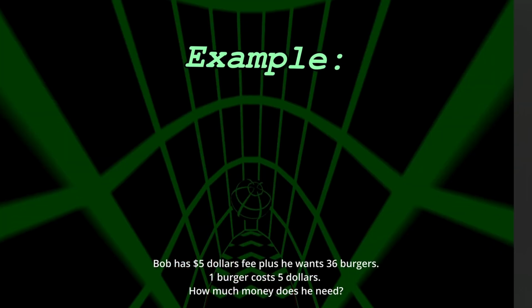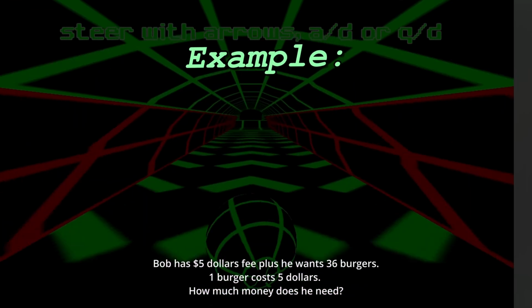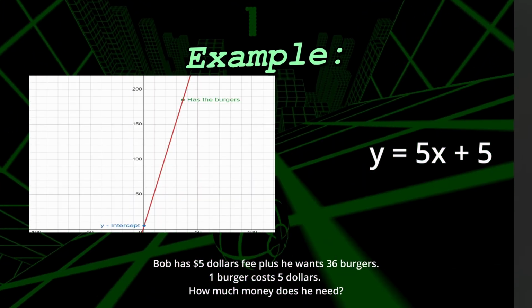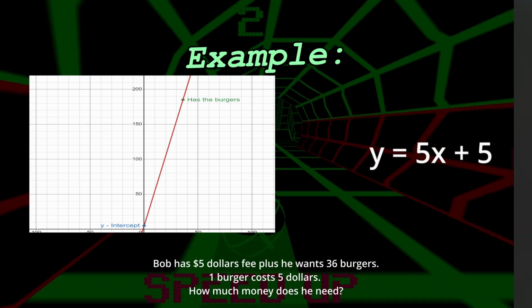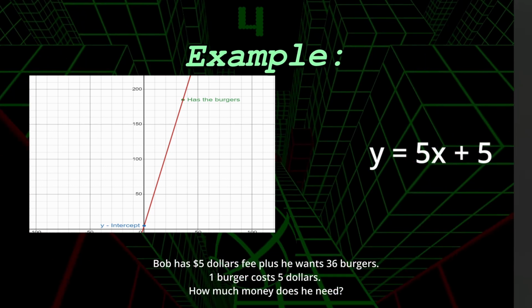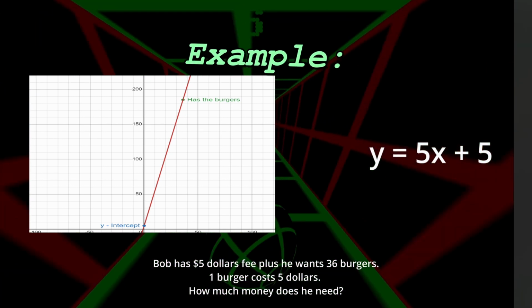Again. So first we need to start off with making the equation. In this case, it would be y equals 5x plus 5. Okay, so now just using the graph, we can already predict how many burgers he needs. So basically, he'll need $185. Now we don't even have to make an equation for it since we're using a graph.